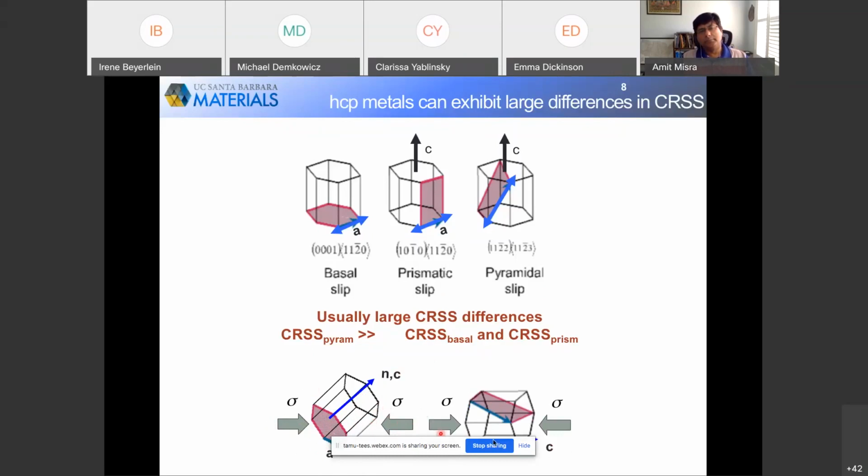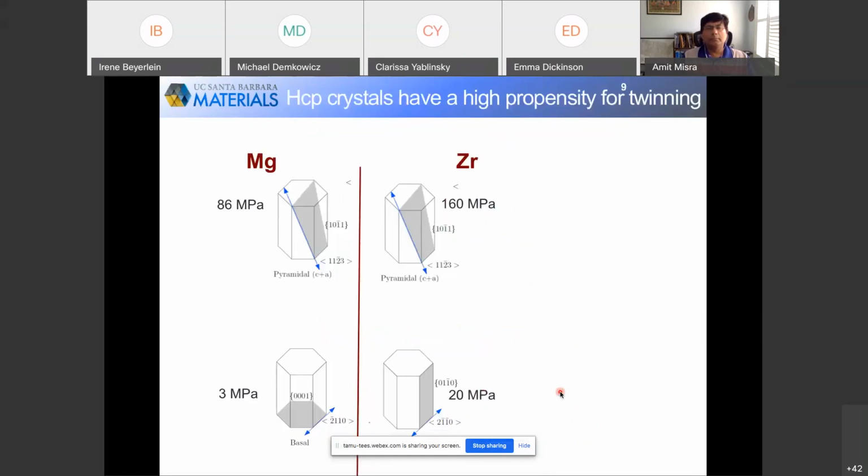However, if I keep the load direction the same, but I now have a different orientation of that crystal, in this particular case it would need to deform by pyramidal slip in order to accommodate that deformation. Now, just to get some numbers, what are some differences between the activation stress for loading in basal slip versus pyramidal slip?